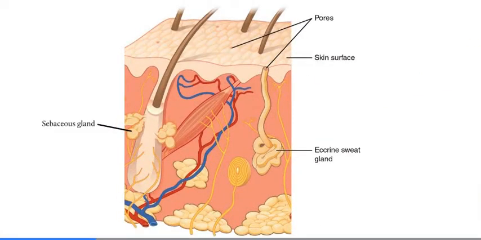This image from the book shows the basic structure of the skin, and it points out specifically the eccrine sweat gland, which is one of the two types of sweat glands, which I'll talk about shortly, as well as you can see the glands that are attached to the hair follicle here, and those are the sebaceous glands that produce oil.